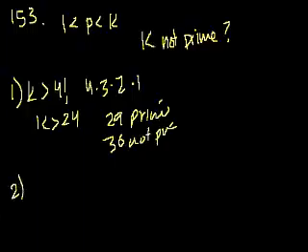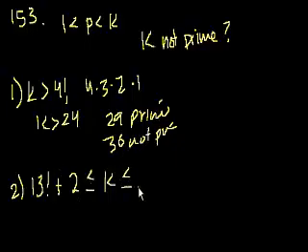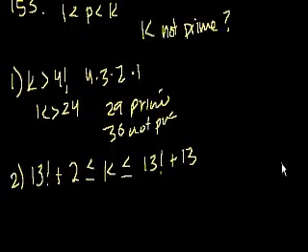Statement 2. This looks interesting. 13 factorial, which is a large number, so it's hard to multiply it out, plus 2 is less than or equal to k, which is less than or equal to 13 factorial plus 13. So essentially, what we need to prove somehow is that every number between this and this is not prime. And let's think about how we can do it.